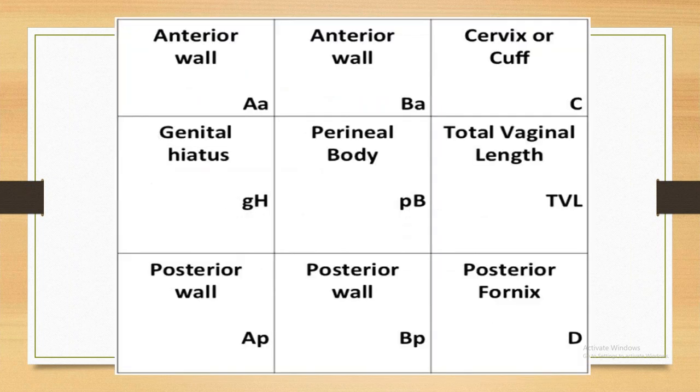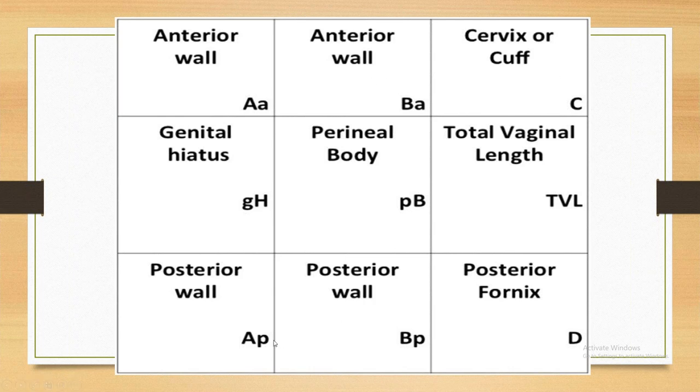Now, which are these 9 points? See, this is the grid. You have to draw this grid and take the measurements of 9 points. There are a total of 9 points. The points on the anterior wall are, can you see my cursor? This is the Aa point, Ba point, and C point. The C point corresponds to the cervix.